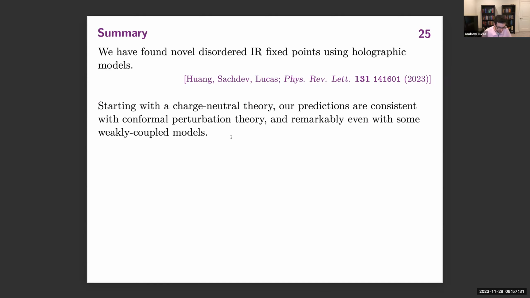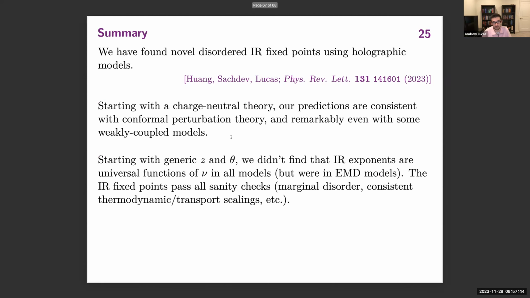But let me emphasize that especially for these charged models that we've just been discussing, we don't really have a field theoretic method to do this type of calculation. So I think these holographic methods become very useful in that setting. One remark and one caveat I'd make is that the precise IR exponents will depend on what holographic model you study. We already saw one example of this in our paper. I didn't mention it in the talk, but you can see the paper if you're interested.